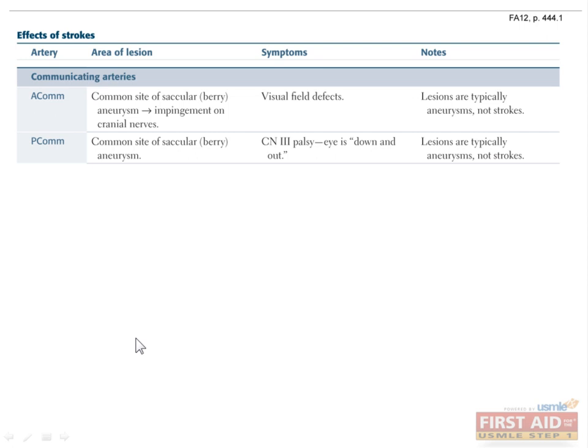Lastly, the two communicating arteries. Here we have usually berry aneurysms and not strokes, but they're on the same page anyways. ACOM aneurysms will produce a visual field defect, whereas PCOM aneurysms generally cause a third nerve palsy. This will cause the eye to go down and out.